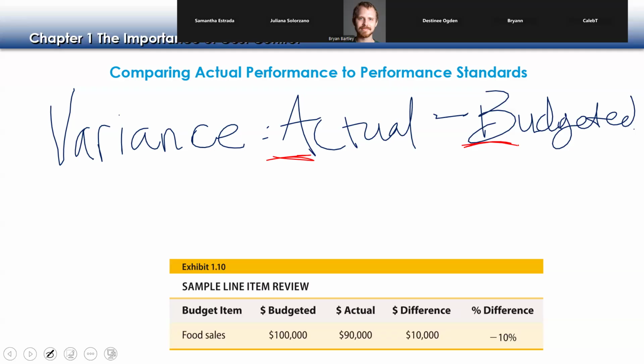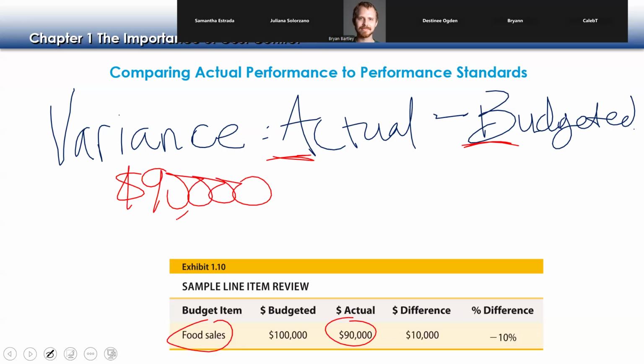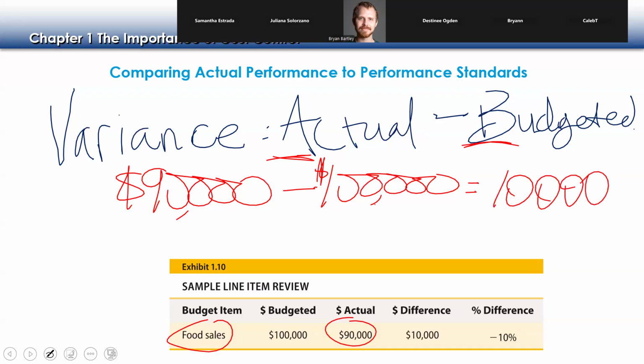So in this example that we have here, this is our food sales, okay? So our money that we brought in was $90,000. That was our sales, okay? We budgeted for $100,000. So what is our difference? Negative 10,000. Because our actual is less than budgeted, we have a negative. That means we brought in $10,000 less than what we budgeted, what we wanted to do.